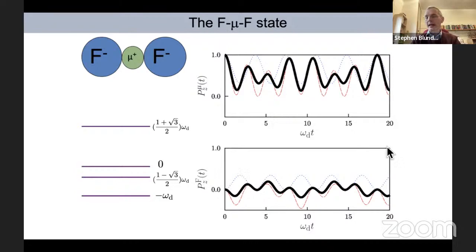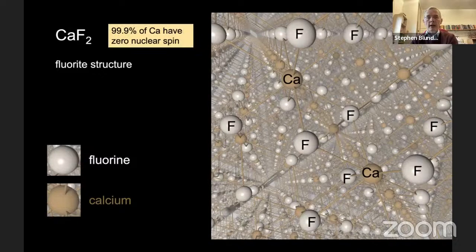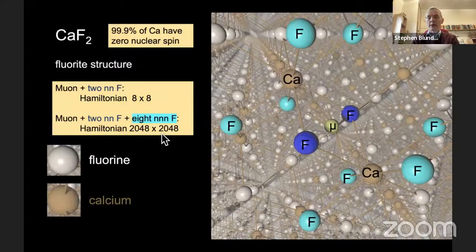Now, we realized that actually a better sample to look at than sodium fluoride is actually calcium fluoride. And the reason is that 99.9% of the calciums have no nuclear spin, so we can just concentrate on the fluorines. And what we thought about doing was saying, okay, let's take the muon coupled to these two fluorines, but also there are a lot of other fluorines. What happens if we take the eight next nearest neighbors? Now, when you do that, you have a bigger Hamiltonian. Your Hamiltonian is now 2048 by 2048, but that is diagonalizable. That's relatively straightforward to do.